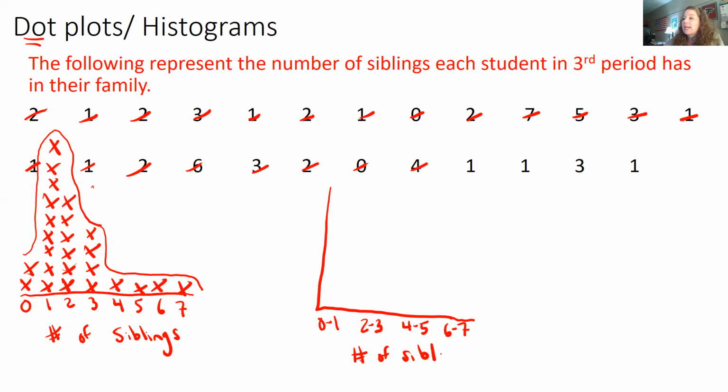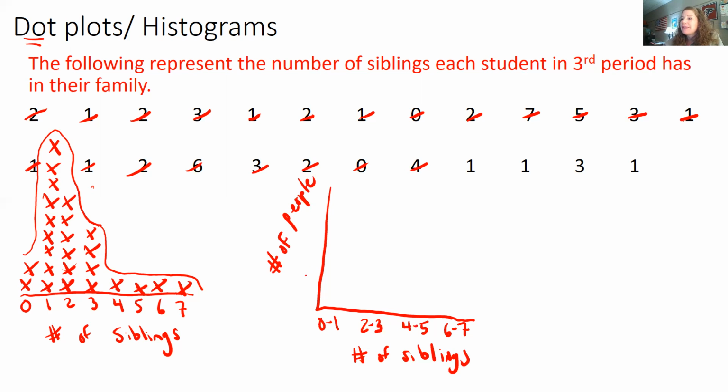Now, what will my y-axis, what will my vertical axis show us? It will be the number of people that we asked, right? Number of surveyors, number of people. Or you can always say frequency. Number of people that answered our survey is a better answer.